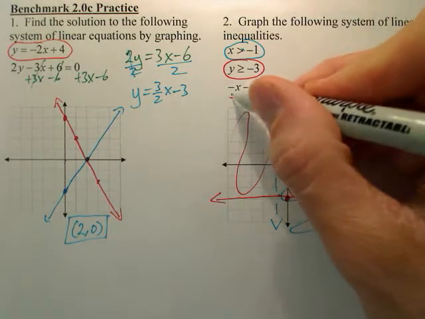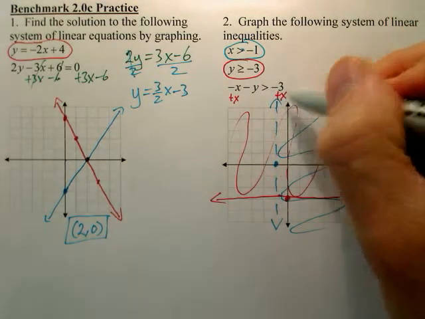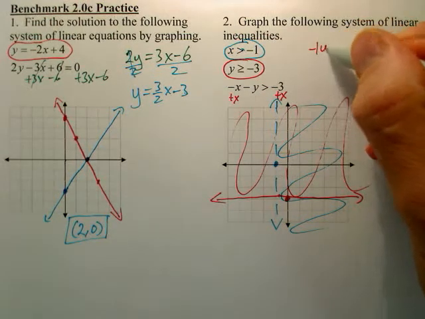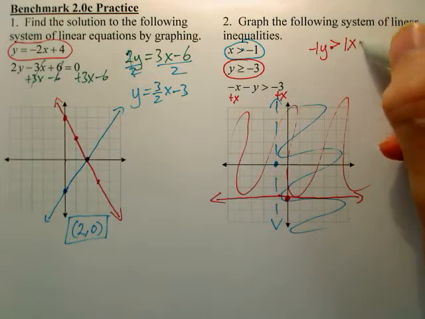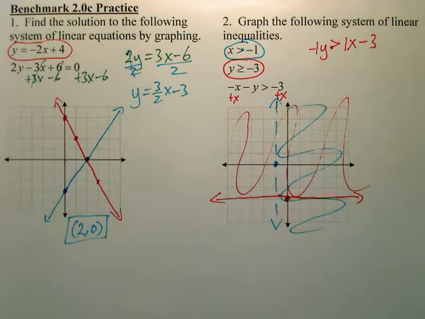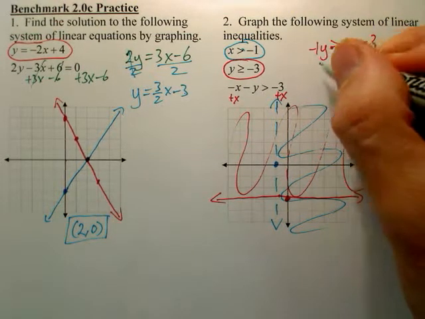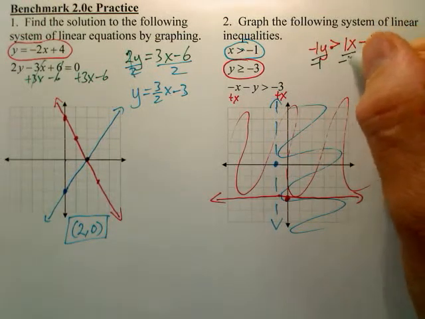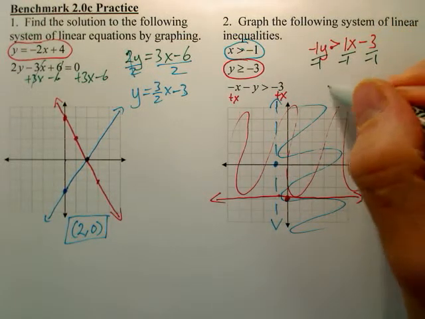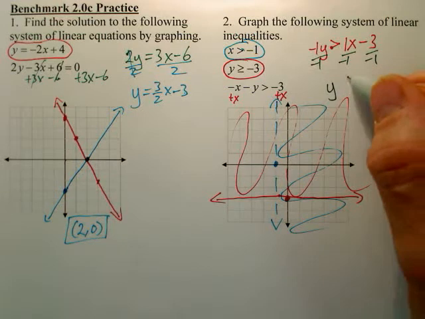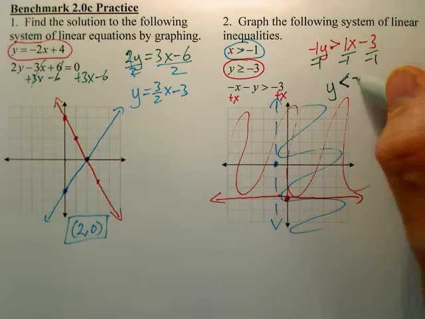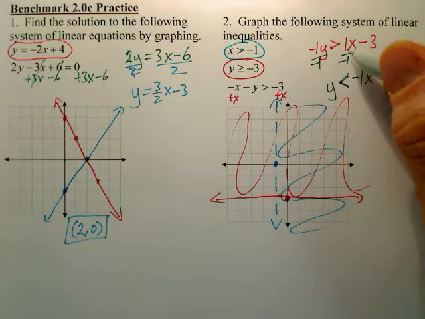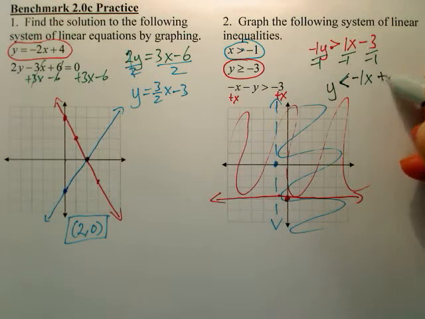I need to rewrite this. So I'm going to add the x over, and I have -1y is greater than 1x minus 3. And then I divide by -1, and I now have y. The sign flips. Be careful about that when you divide by a negative. The sign flips. That becomes -1x, and that becomes a positive 3.